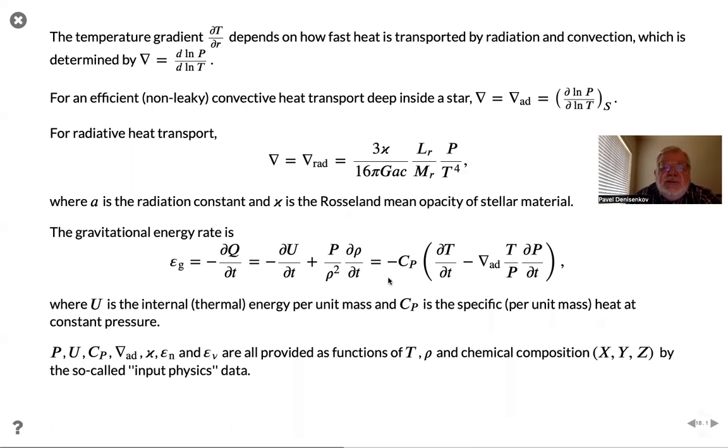Using thermodynamics, we can transform this expression to this expression, in which capital C sub P is the specific heat per unit mass at constant pressure, and nabla ad is just the adiabatic temperature gradient. Again, this is d logarithm temperature over d logarithm pressure. This is just a typo.